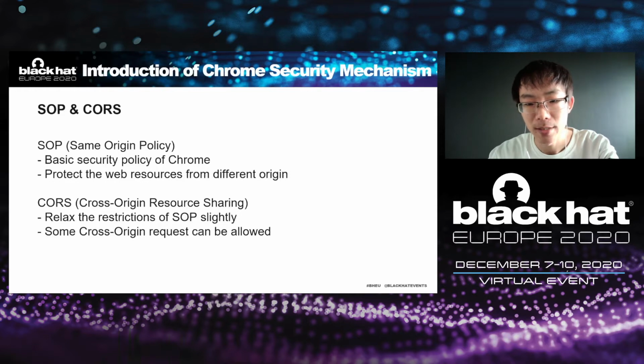Now, take a look at the basic security policy of Chrome. Same-origin policy, the basic security policy of Chrome, protects web resources from different origins. And cross-origin resource sharing, CORS, can relax the restriction of same-origin policy slightly. It means some cross-origin requests can be allowed.